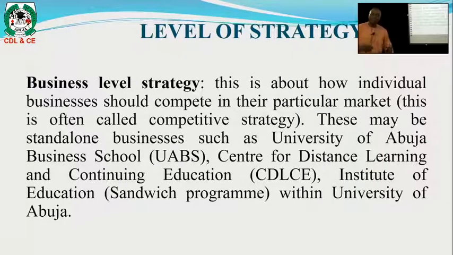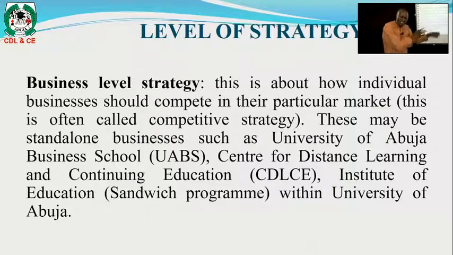So, then we have business level strategy. This is about how individual businesses should compete in their particular market. This is often called competitive strategy. These may be stand-alone businesses such as University of Abuja Business School, Center for Distance Learning, Continuing Education, Institute of Education, Sandwich Program within University of Abuja. All these units are called business level strategy. University of Abuja is actually playing a business level strategy, and that is why they created a business school, University of Abuja Business School, to take care of the MBA program and other PG programs there. And then look at the sandwich and then CDL here. So all these are under business level.